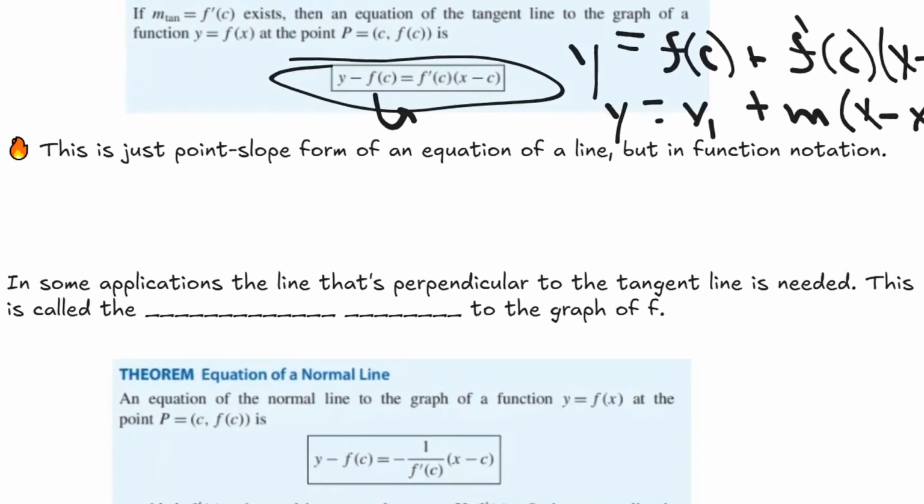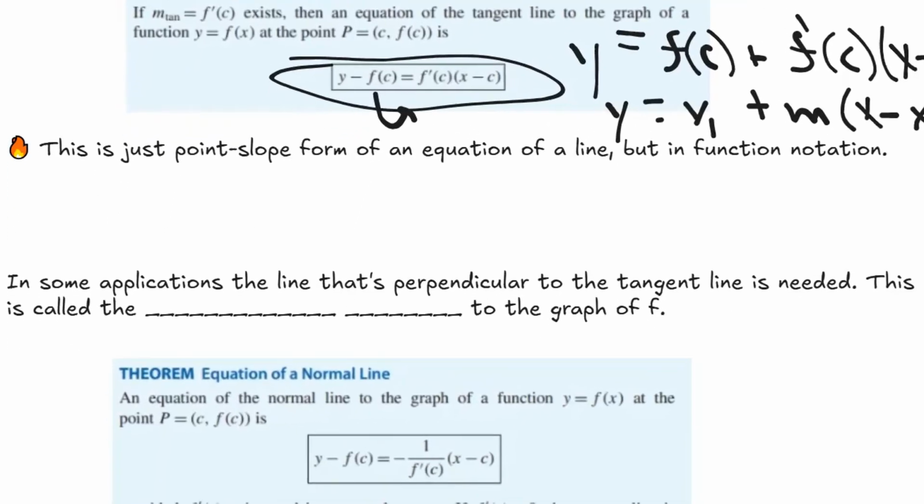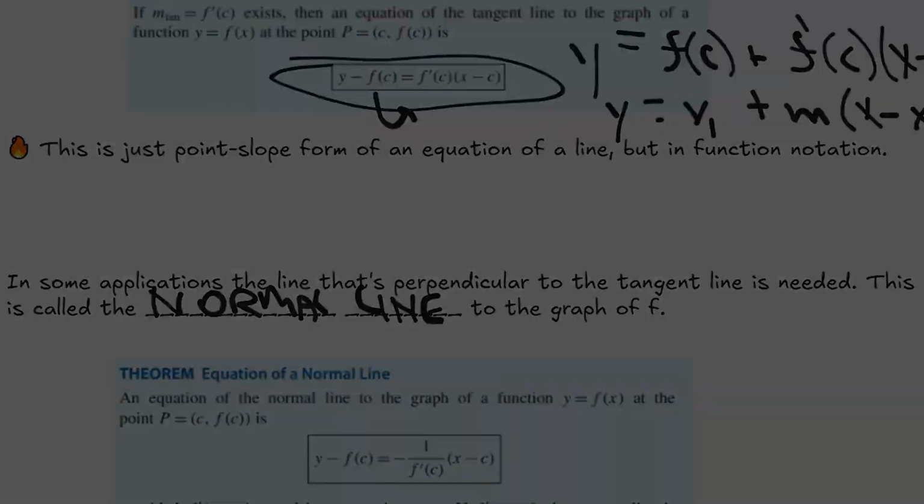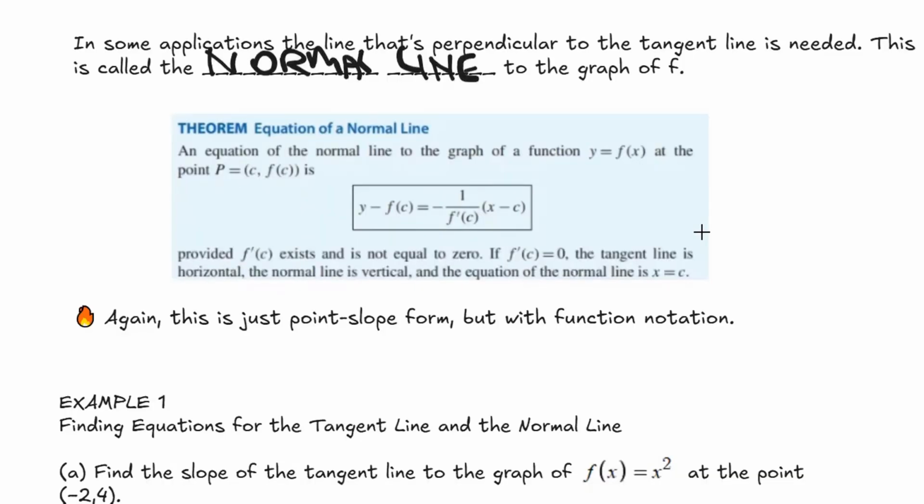In some applications, the line that's perpendicular to the tangent line is what's needed, and this is called the normal line to the graph of f. You're familiar with getting equations of the normal line. You don't have to have another equation to memorize.